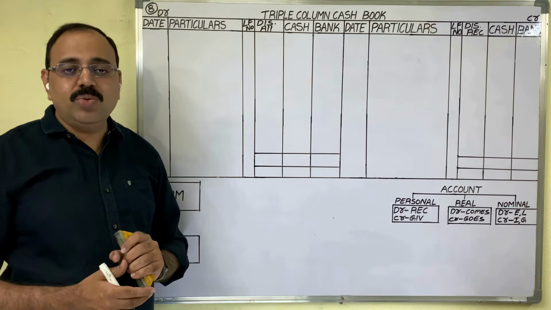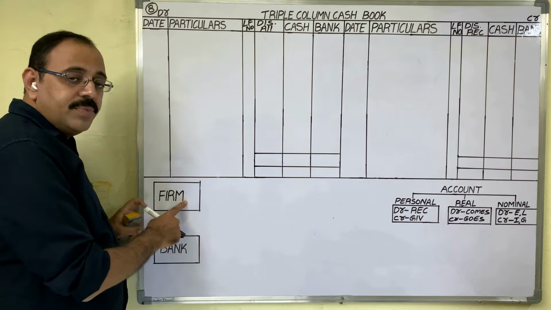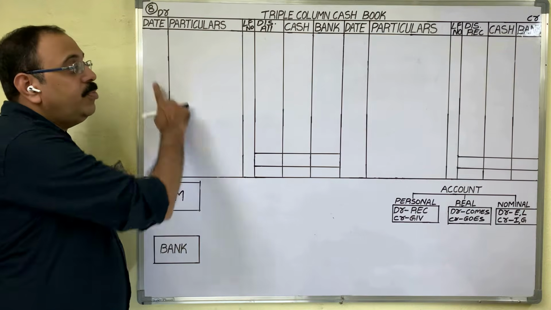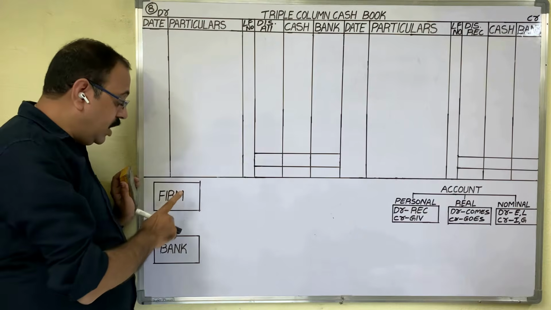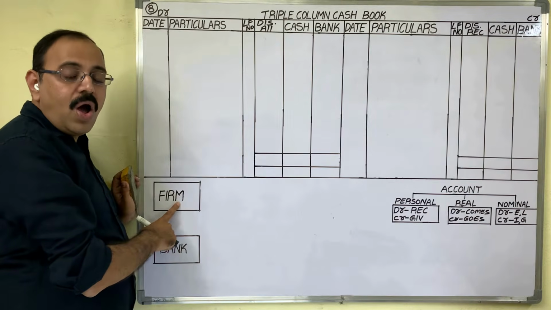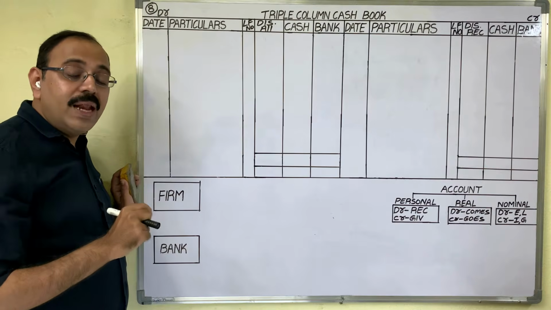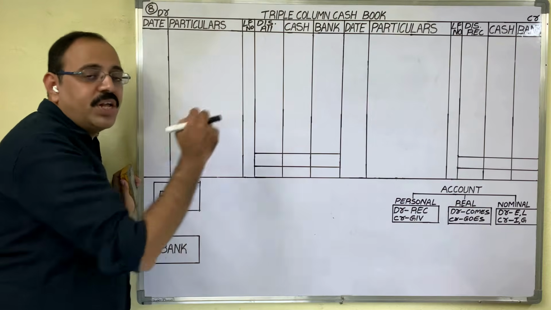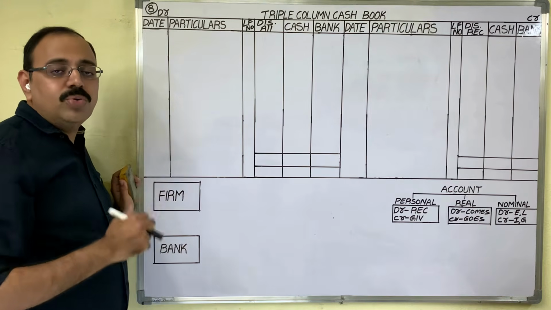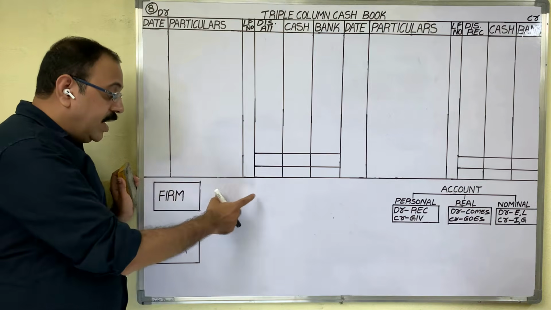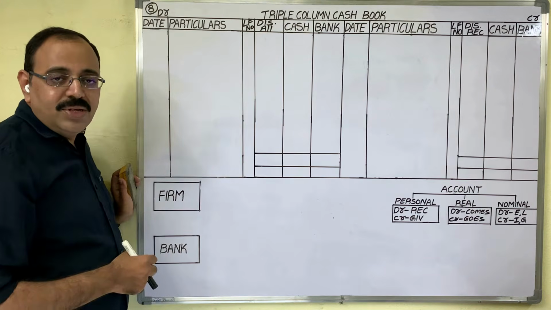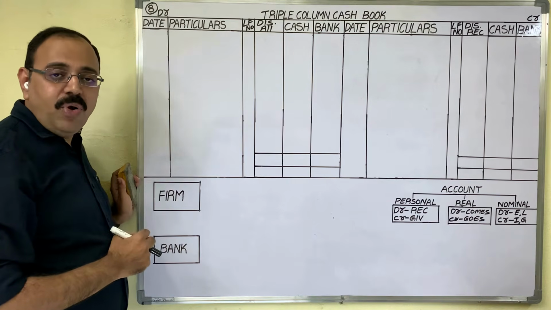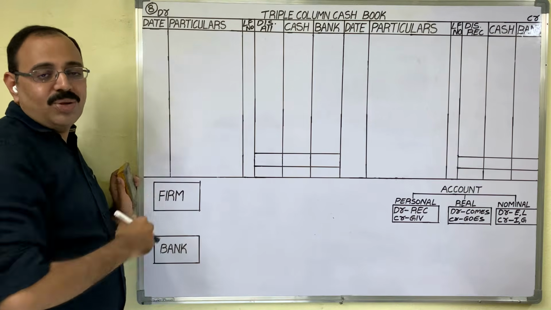On 1st December 2018, in our firm, we have a 10,000 rupees cash balance. Remember one point: we are preparing the triple column cash book in the firm's books. Therefore, we have to analyze all transactions from the firm's point of view: what is coming to the firm, and what is going from the firm. So the cash balance is an asset. An asset shows a debit balance. Therefore, on the debit side we have to show this 10,000 rupees.